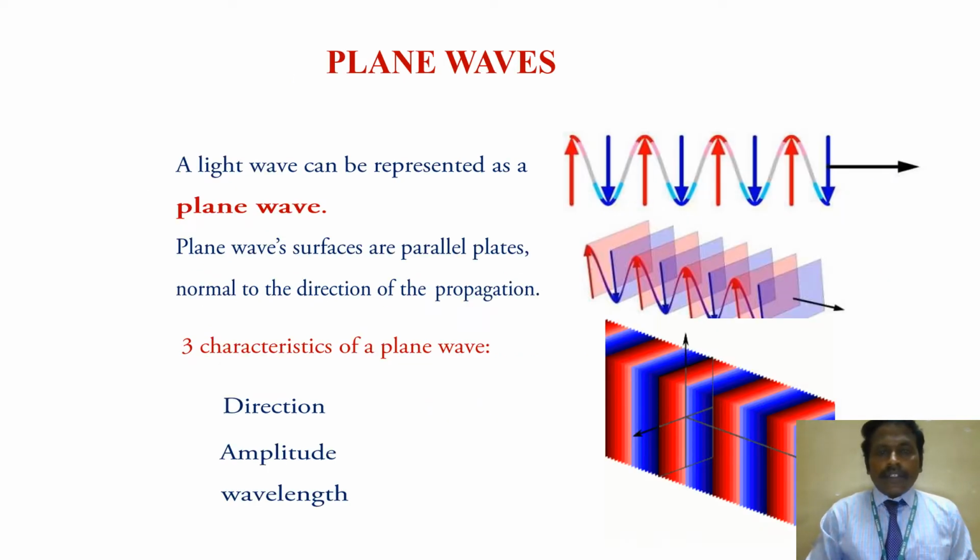Then we can talk about plane waves. A light wave can be represented as a plane wave. Plane wave surfaces are parallel planes normal to the direction of propagation; normal to the direction of propagation means perpendicular in nature. In a plane wave, we are going to talk about three different characteristics: the direction of the wave propagation, the amplitude of the wave, and the wavelength of the wave that is propagated in a particular direction.